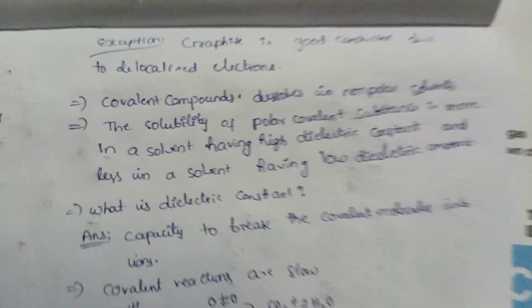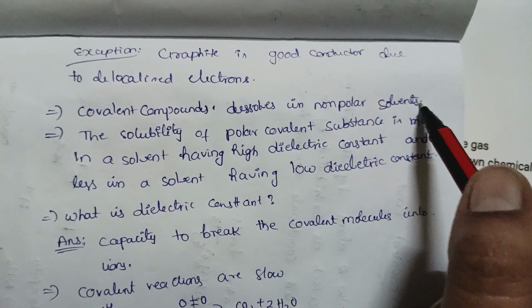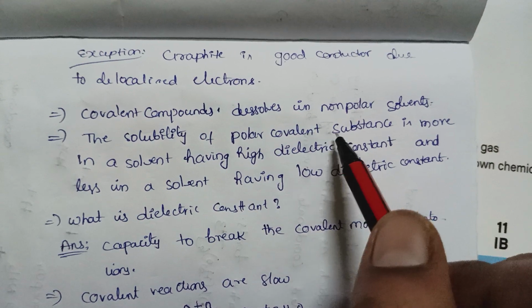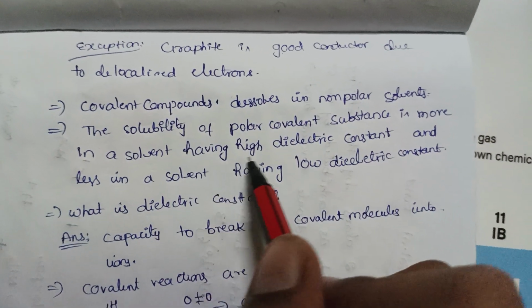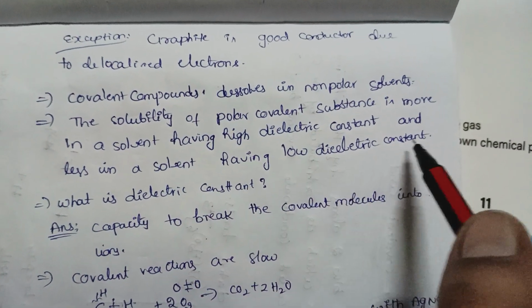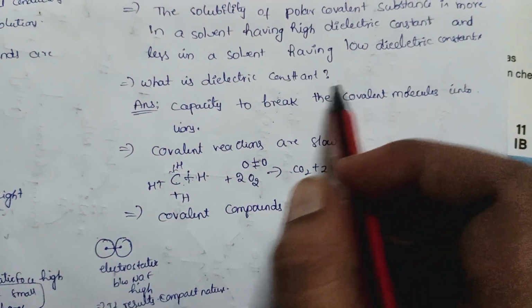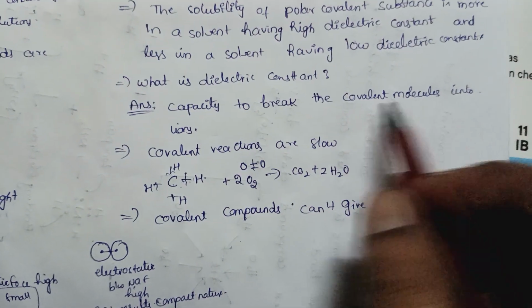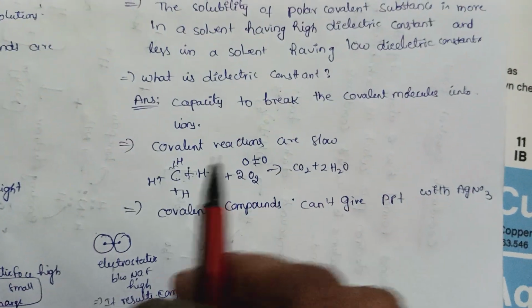Covalent compounds dissolve in non-polar solvents. The solubility of a covalent substance is more in a solvent having a high dielectric constant and less in a solvent having a low dielectric constant. The capacity of a solvent to break molecules into ions is called the dielectric constant.